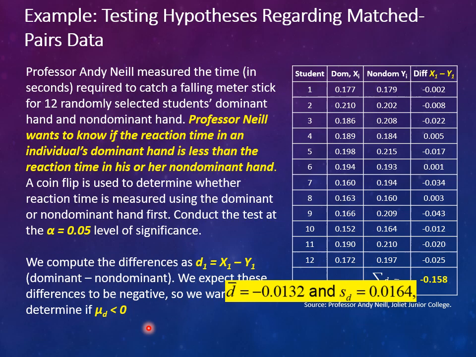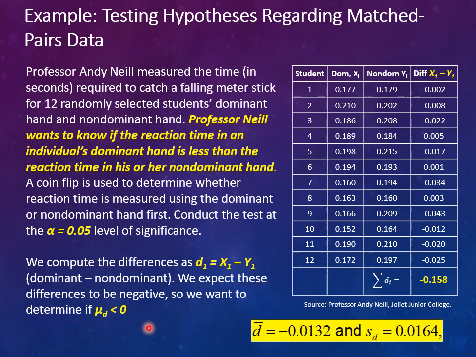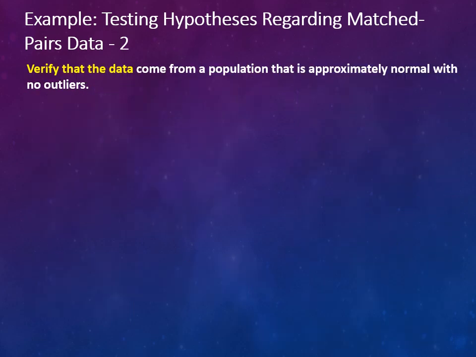It should be negative. If we calculate the mean of the differences, negative 0.158 divided by 12, the number of students tested, gives us a mean of negative 0.0132. If we then look at the standard deviation from the mean for all these points, we get a value of 0.0164. So you don't need to calculate that. This is an example from the book, and I did all the work.